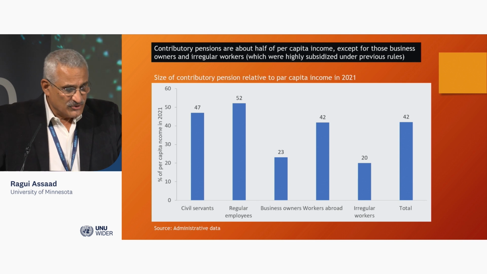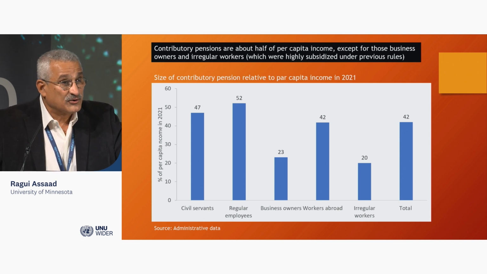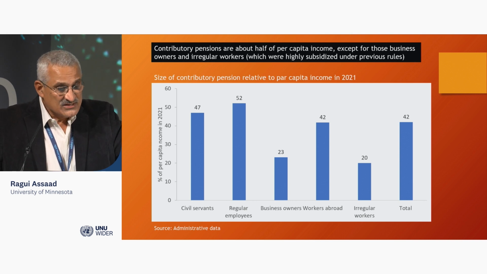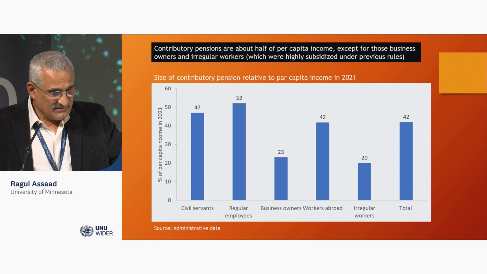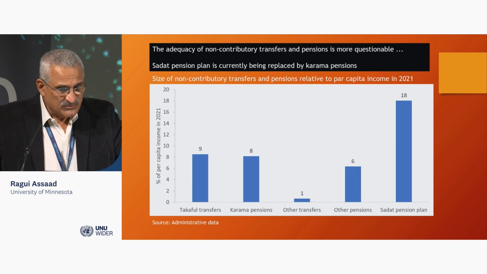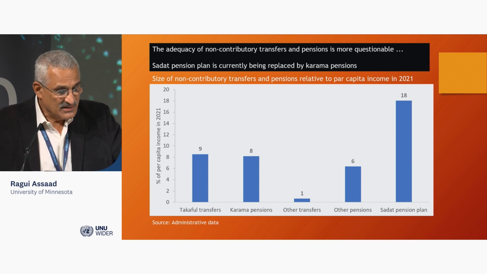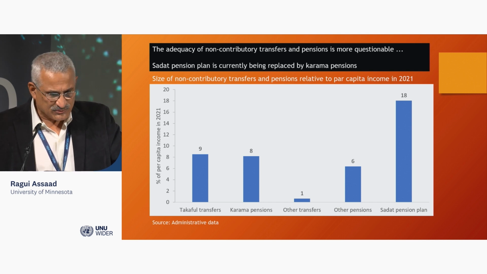So pensions, regular pensions, civil servants, regular employees replace about half of per capita income, whereas those that are for irregular workers or business owners replace only 20 to 25% of per capita income. So those are the contributory pensions. So moderate adequacy, but when you look at the non-contributory transfers and pensions, we're looking at much lower percentages of per capita income, somewhere between 6 and 10%.